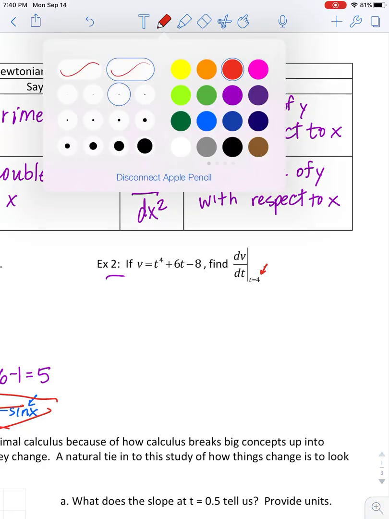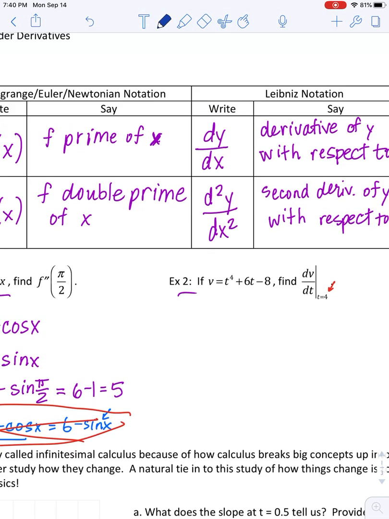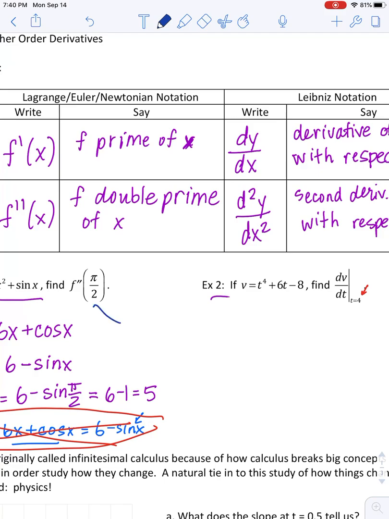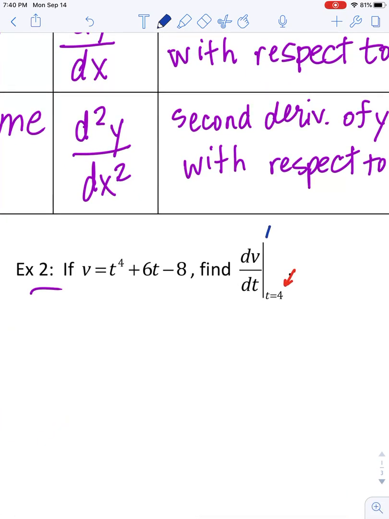Okay, so in this notation, when we put a little number down there at the bottom, we are just talking about what number to plug in. So over here, it went in the parentheses for sine of pi halves, or when we plugged in pi halves. So we just use this evaluator bar, as it's called. This guy right here is the evaluator bar, and we're going to do it still at t equals 4.